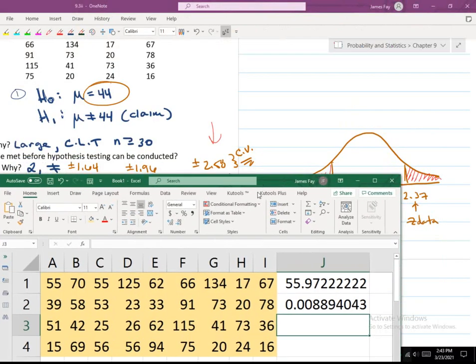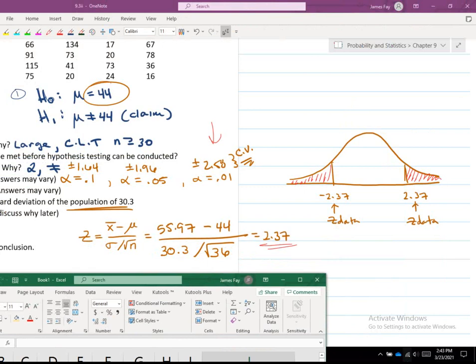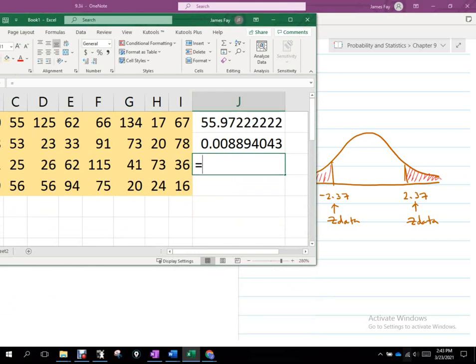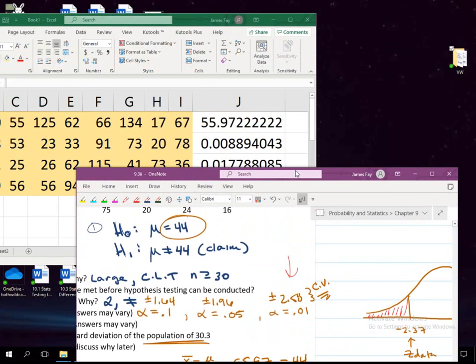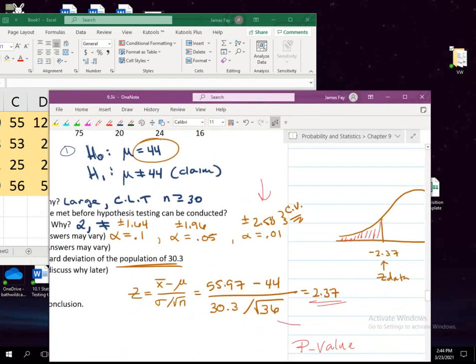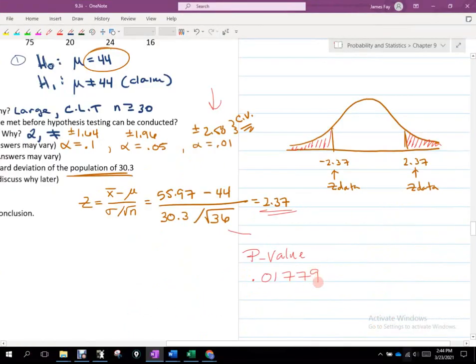Now that is the area only for this region. What do you know about this region? It's the same. So we need to double this number. So I'll say J2 times 2. And my p-value becomes 0.0177. P-value 0.01, I think it was 77 or 779. Okay. Alpha value.